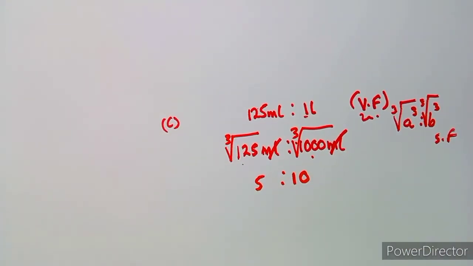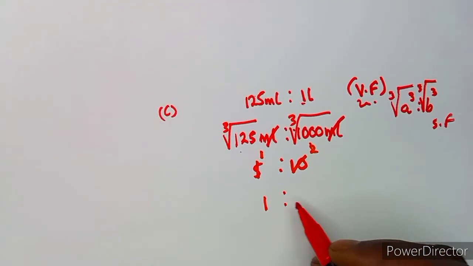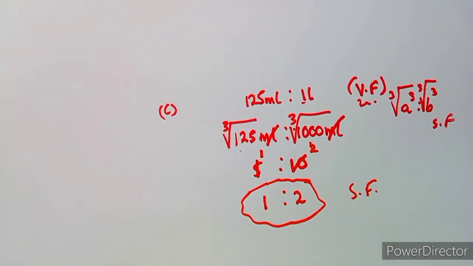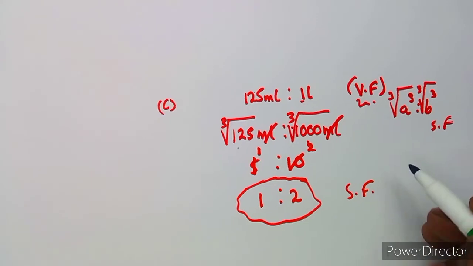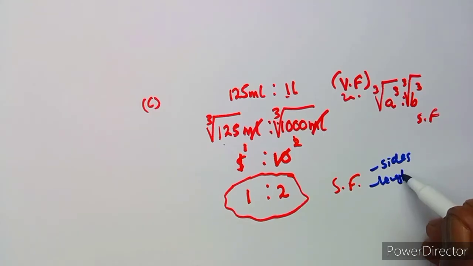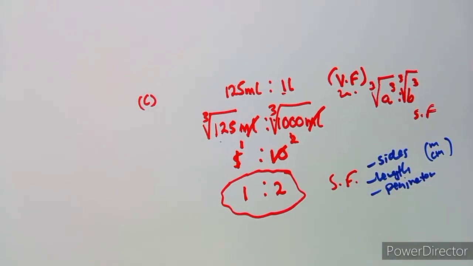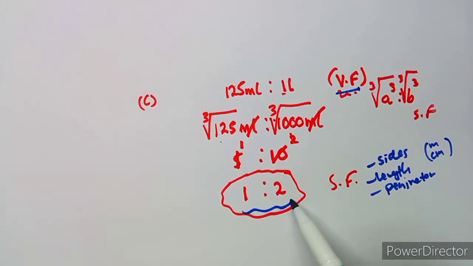So this is 5 as to 10, which you can reduce by 5. Here it is 1, and by 5 here it's 2. So it's going to be 1 as to 2. This ratio that you see is the scale factor, the ratio that I am saying affects sides. As long as we are talking of sides, length, or perimeter, as long as it has to do with centimeters, meters, that is scale factor. Here, capacity, volume, that's volume factor. So that's what you're going to have in this case.